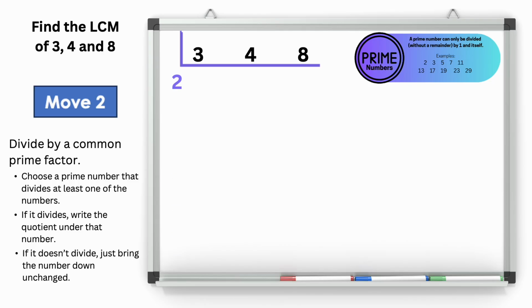Let's start off with the first prime number, 2. 2 can't be divided evenly into 3, so we're just going to bring 3 down. But 4 divided by 2 is 2. And 8 divided by 2 is 4.